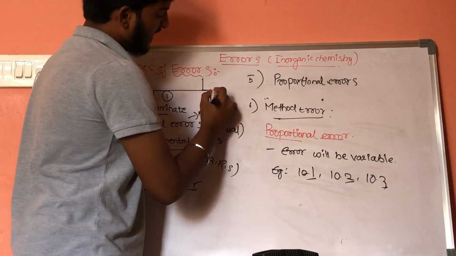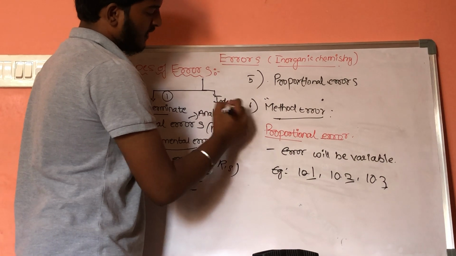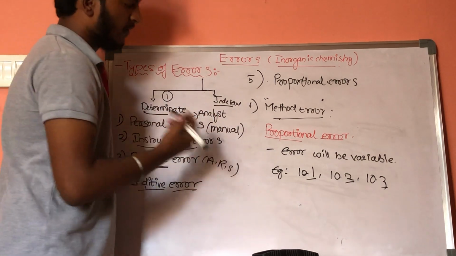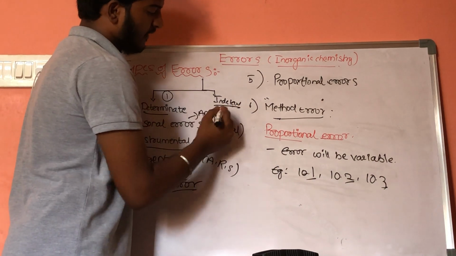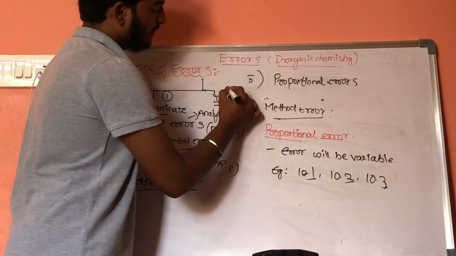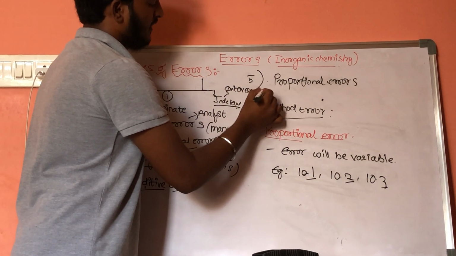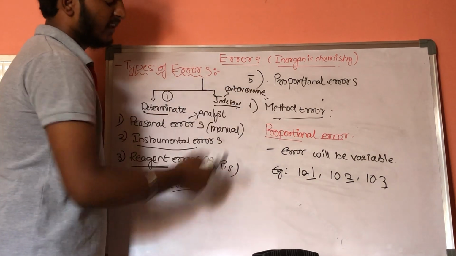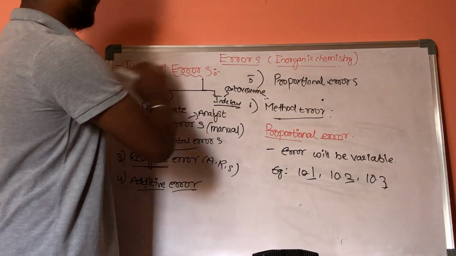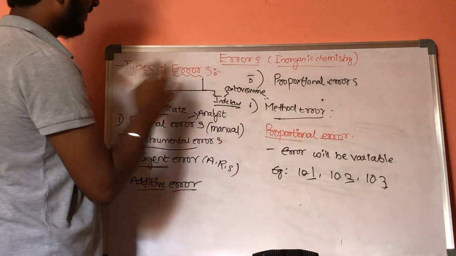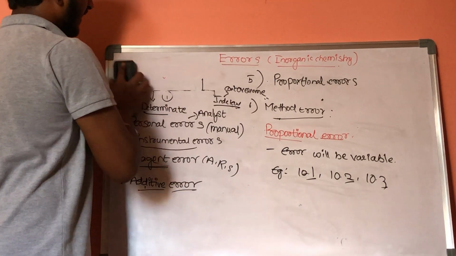Now coming to the indeterminate error, these are not further divided into any subdivisions. They cannot be overcome, and the cause for these indeterminate errors is not known to the analyst. These are the types of errors. Now our next topic is minimization of errors.